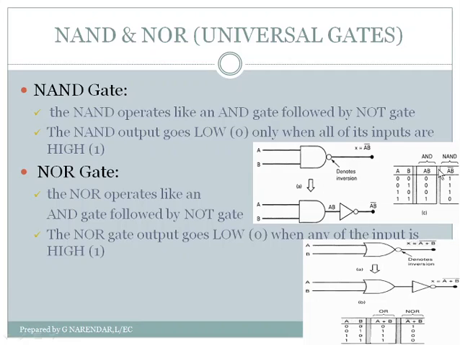You can see that whenever AND gate output goes low, the NAND gate output goes high, and whenever AND gate output goes high, the NAND gate output goes low. That is inverse operation. Since NAND means AND followed by NOT, whenever AND gate output becomes low, the NAND gate output becomes high, and vice versa.